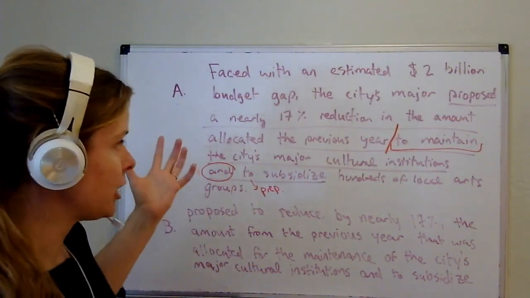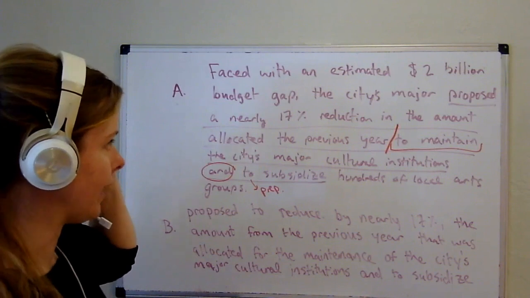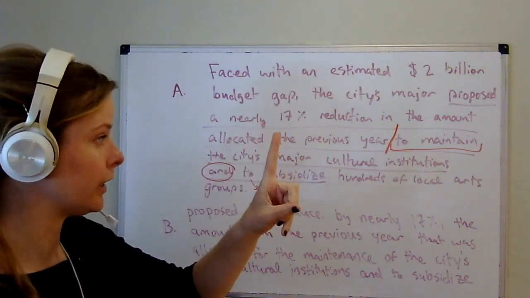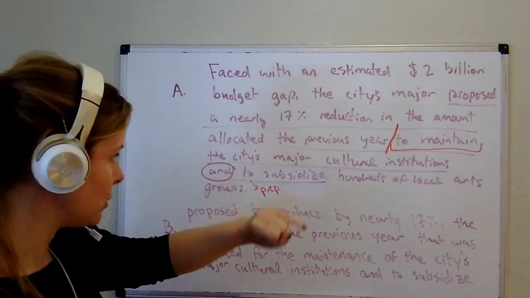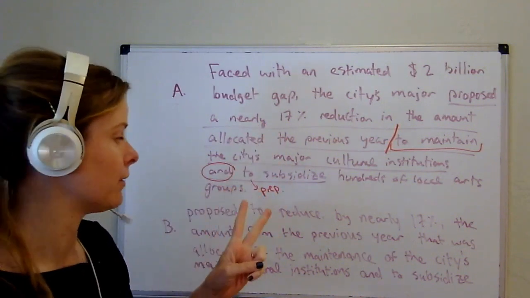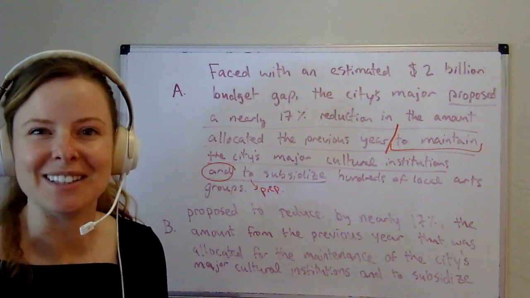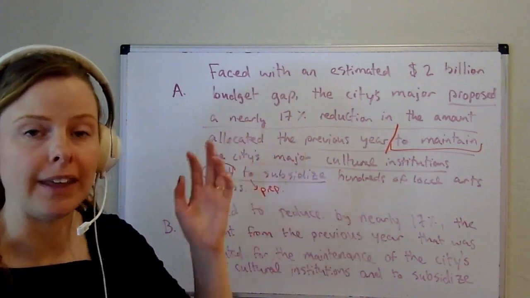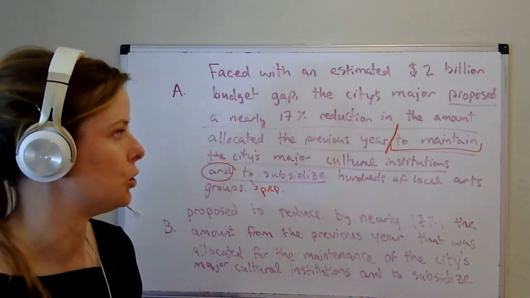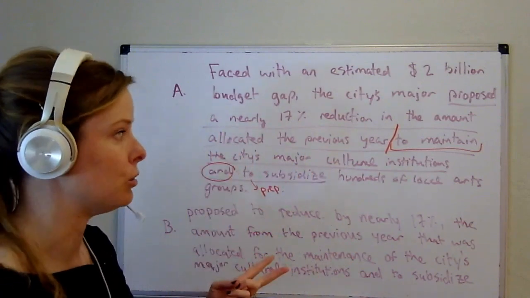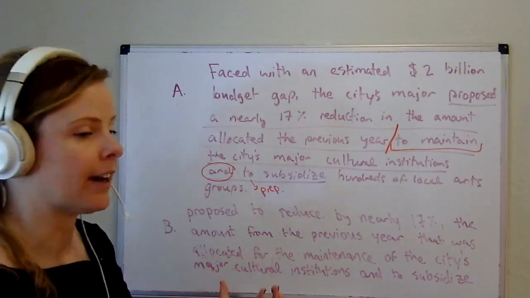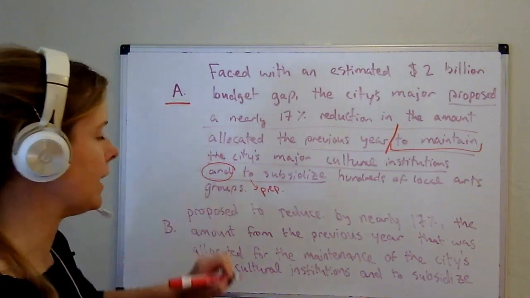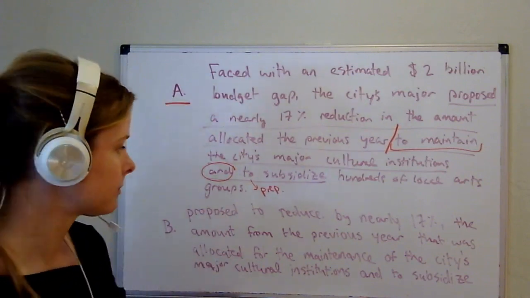These reductions come in two forms. We are reducing the amount allocated to maintain the city's cultural institutions, and then we're also reducing the amount allocated to subsidize hundreds of local arts groups. Sad for these institutions and these arts groups, but it makes sense, right? We've got this budget gap, and then the city's mayor is going to reduce the budget in these two ways. So grammatically, we've got something that works. Meaning-wise, it seems to make sense. So let's keep A for now and take a look at B.